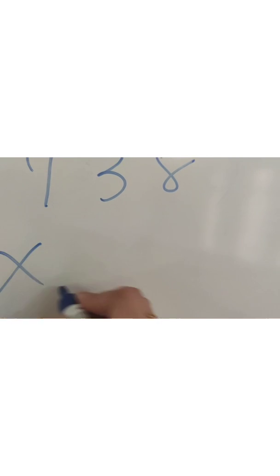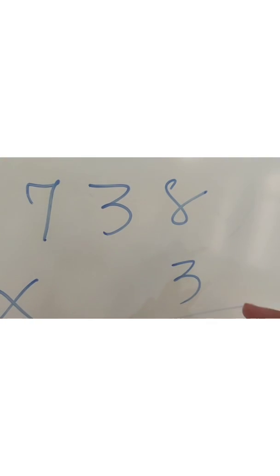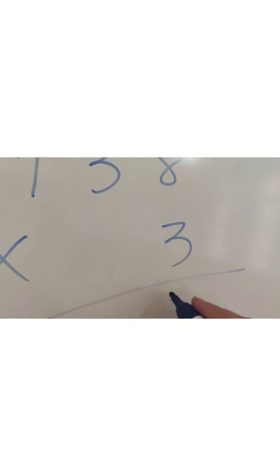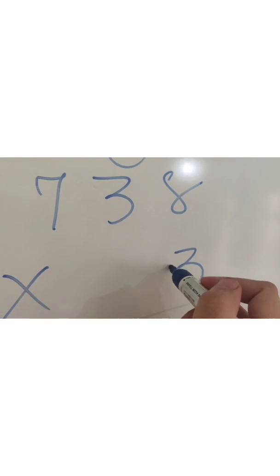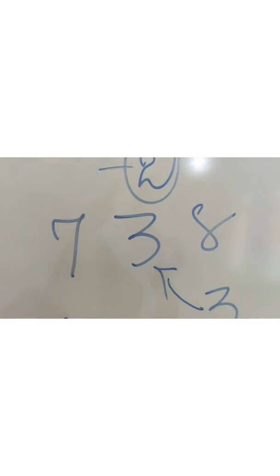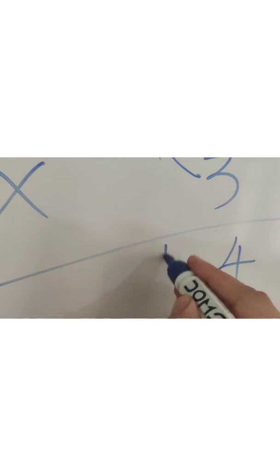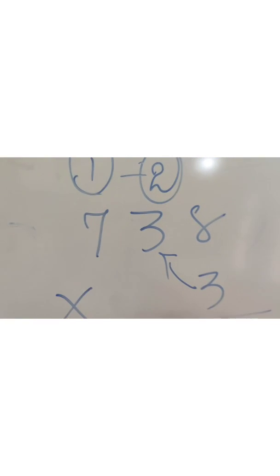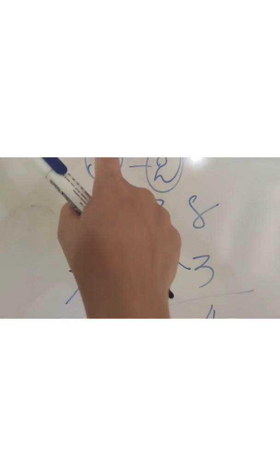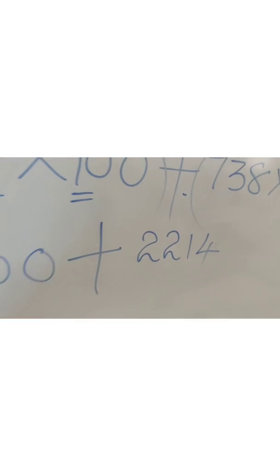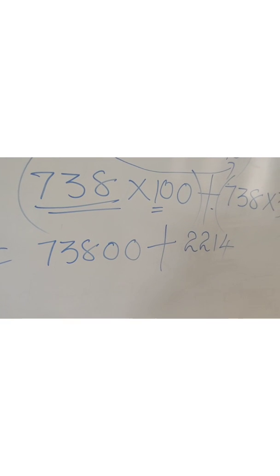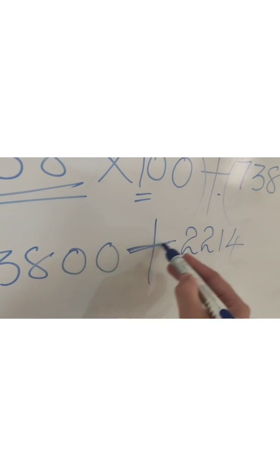738 multiplied by 3. So 3 8s, or 8 3s are 24. 4 down, 2 up. Then 3 3s are 9 plus 2, 11. 1 down, 1 up. 3 7s are 21 plus 1, 22. So what is the answer of it? 2214. So it will be replaced by the product, that is 2214.